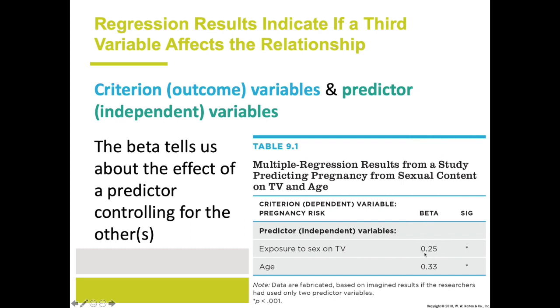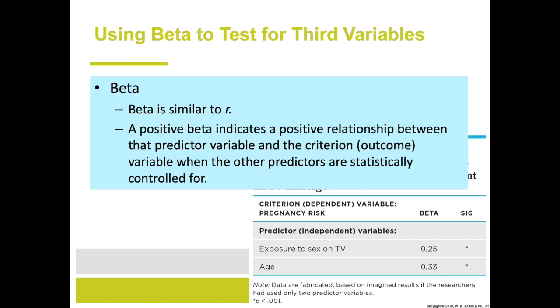Beta is a lot like r, the correlation coefficient. It basically just tells us the effect of a predictor controlling for the other variables. We also find that age does predict higher pregnancy risk. So as age increases, you're more likely to get pregnant. So again, beta is similar to r. A positive beta indicates a positive relationship between that predictor variable and the criterion, or the outcome, when the other predictors are statistically controlled for.